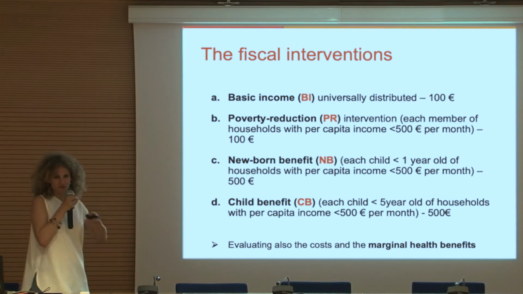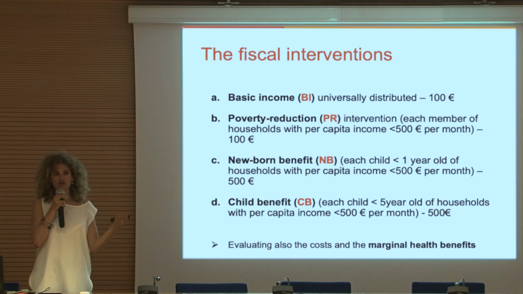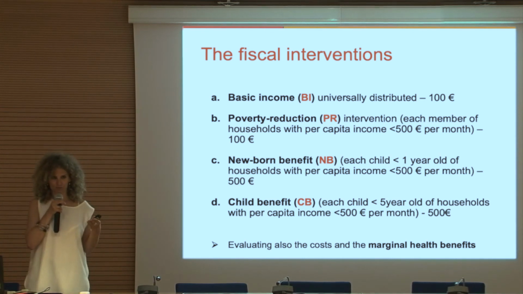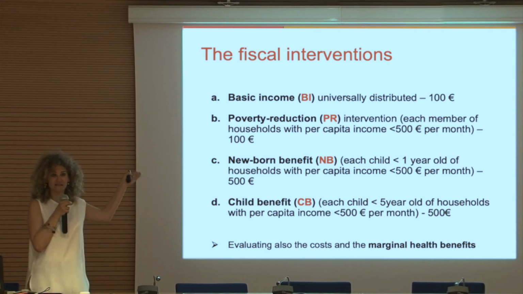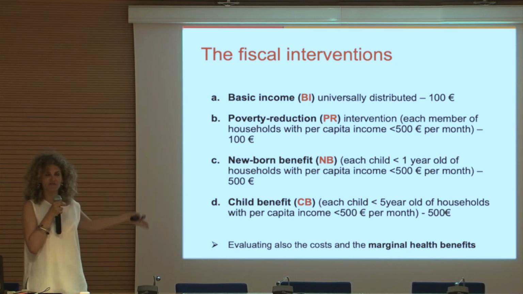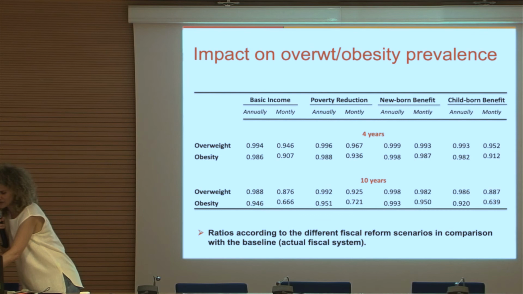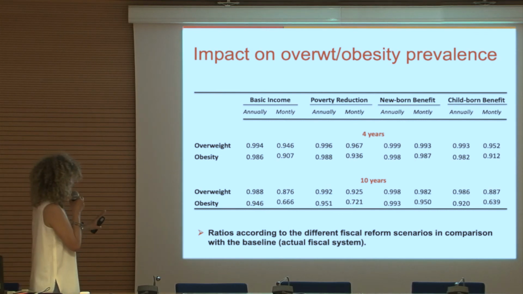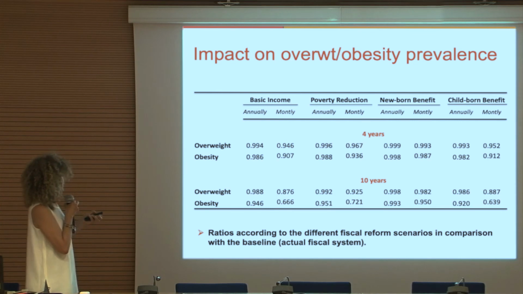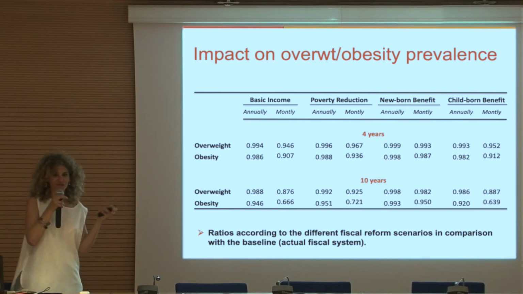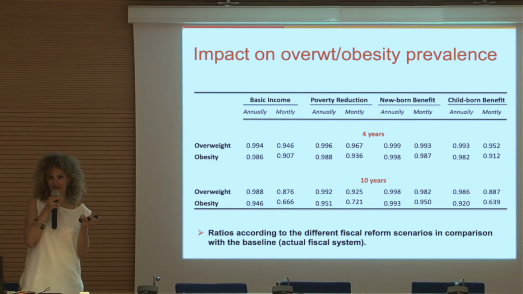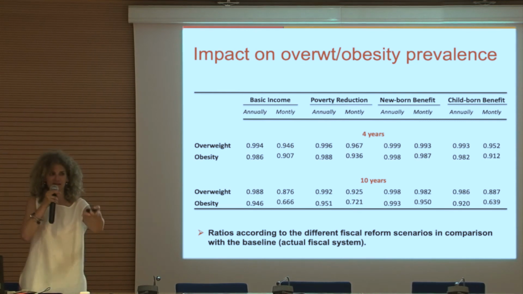We compare the absolute effect, but we also take into account the cost of the policy, because, of course, these four different policies have different costs. So here I show you the overall effect, without taking into account the cost. So here we have the prevalence ratio of the different fiscal interventions in comparison with the actual fiscal system.